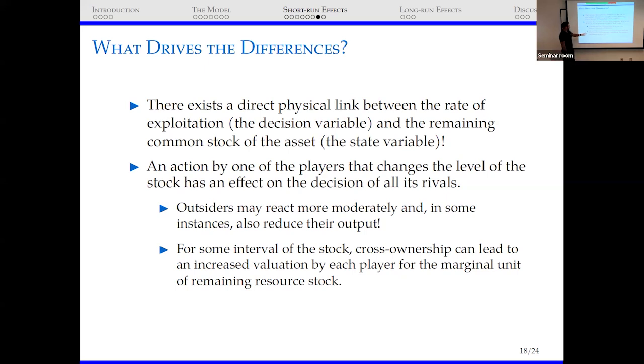So for some interval of the stock, cross ownership can lead to an increased valuation by each player for the marginal limit of remaining stock. There are some intervals of the stock we were looking at where the value of the fish in the water will be increased. So we would like to keep it, and that's why we would like to decrease your harvest or output. That's why I said today is going to be more like economics, but we can also see the application of game theory in economics.